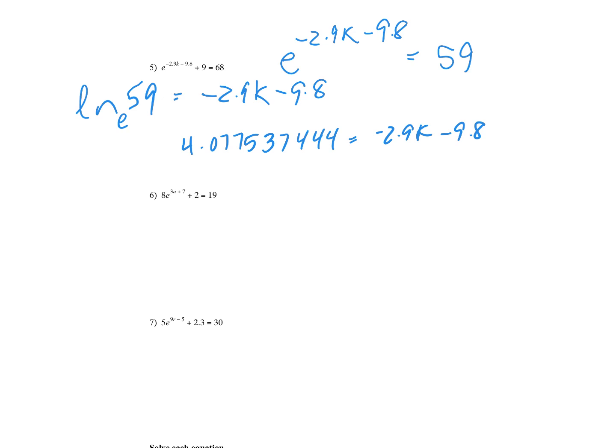And we add 9.8 to both sides, and we get 13.877537444 equals negative 2.9k. And we divide by negative 2.9, and then we round to 4 places. So it's going to be negative 4.7854.